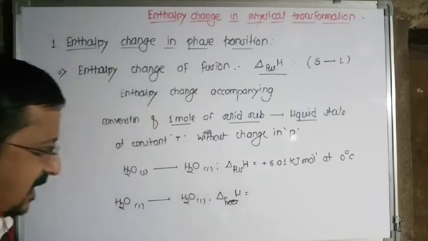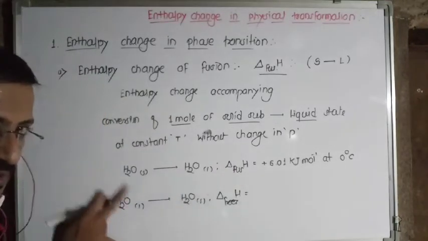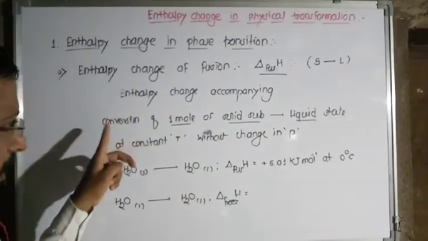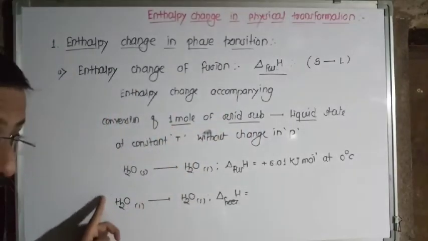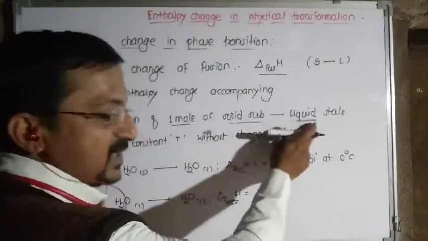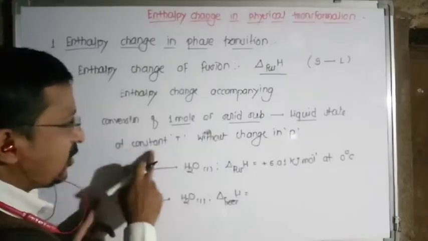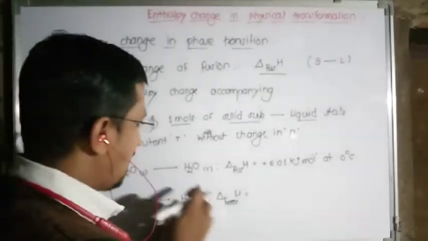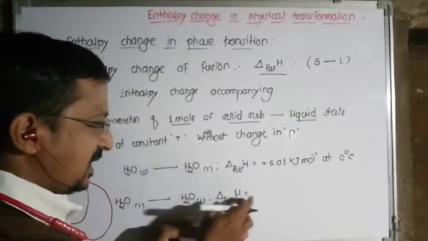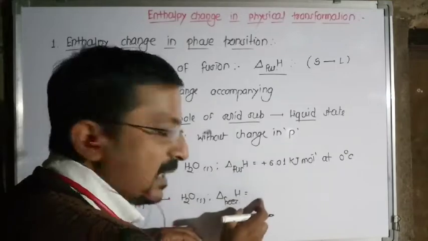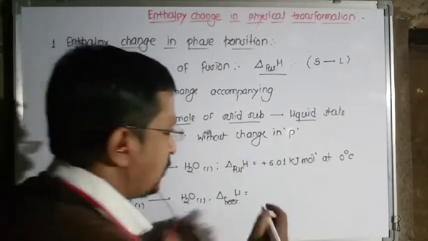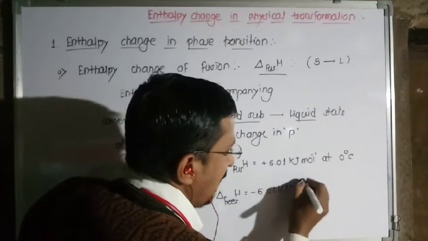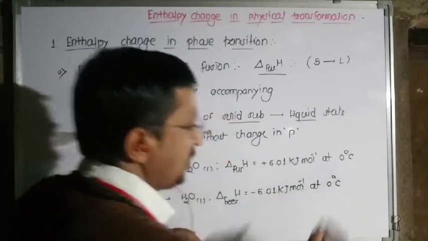So the enthalpy of freezing, again the definition is the same: the enthalpy change accompanying the conversion of 1 mole of liquid into its solid state at constant temperature without change in pressure. It is called the enthalpy of freezing. Here, as the process is reversed, the value is the same amount but the sign is opposite. So it is minus 6.01 kilojoule per mole at 0 degree Celsius.